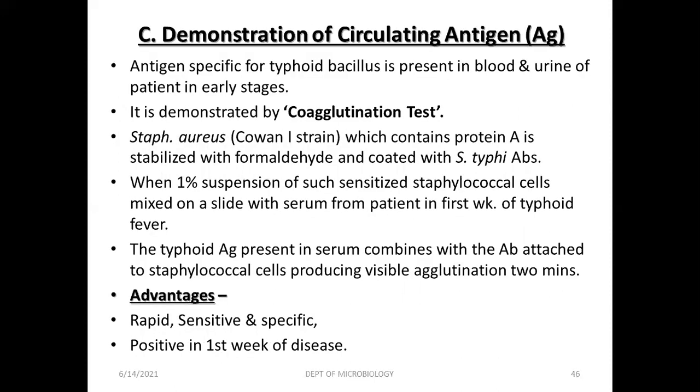Demonstration of circulating antigen specific for typhoid bacillus is present in blood and urine of the patient in early stages. It is demonstrated by the coagulation test.